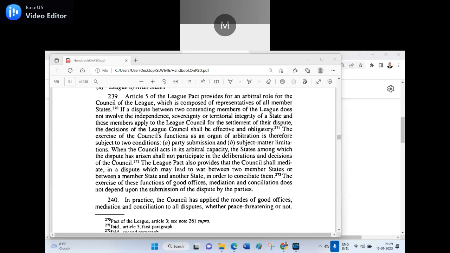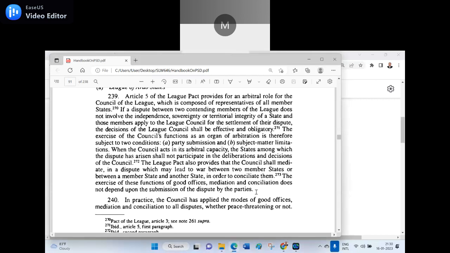So the member states have to give their consent and the subject matter must also come under it. Then under the article of the League Pact, yes, they can amicably settle the dispute without encroaching on anybody's state sovereignty. So, the exercise of these functions of good offices, I already discussed what good offices are, what mediation is, and what conditions should be there in conciliation, does not depend upon the submission of the dispute by the parties.